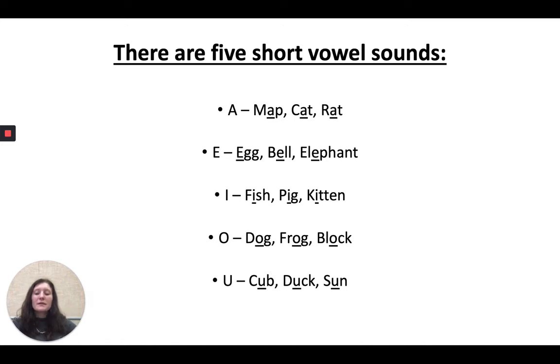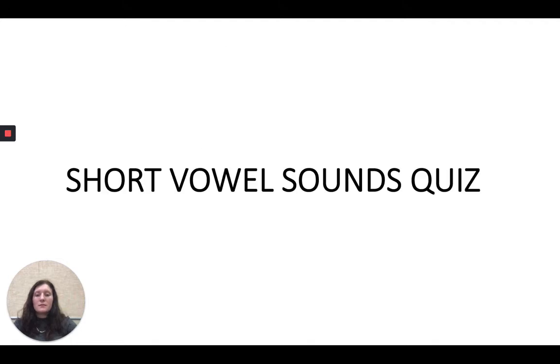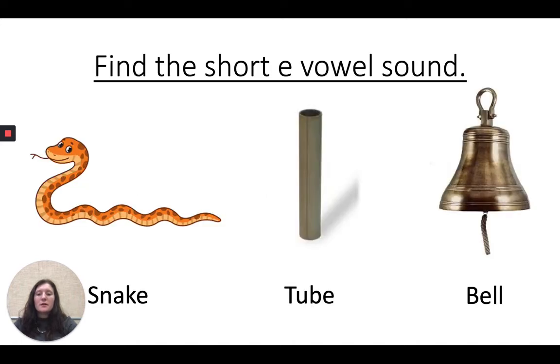And last but not least, we have the short vowel U sound, and we hear that in the words cub, duck, and sun. So in short vowel U words, we hear the sound. All right, so let's just do a short vowel sounds quiz here. I just have a few examples we'll go through together.